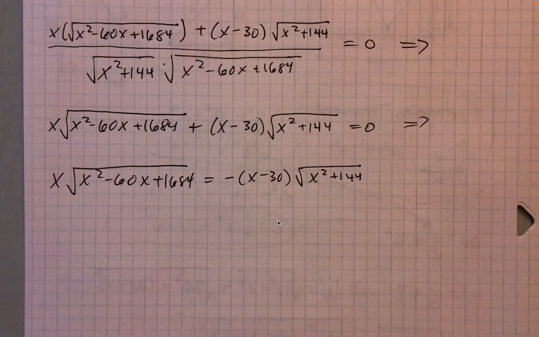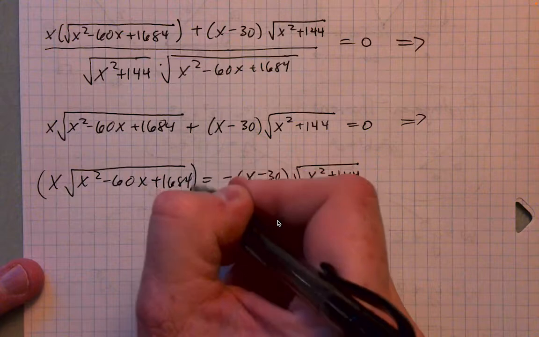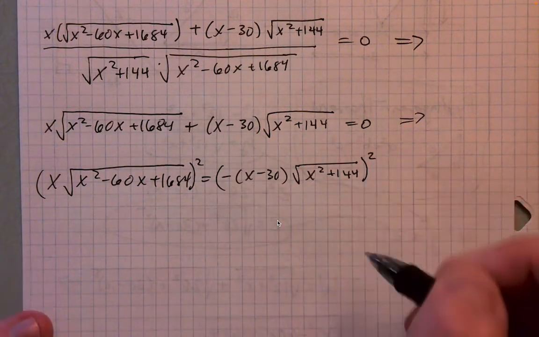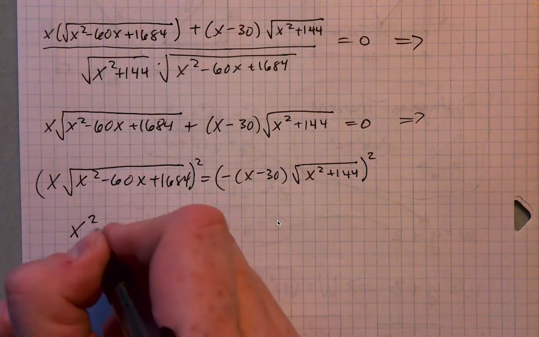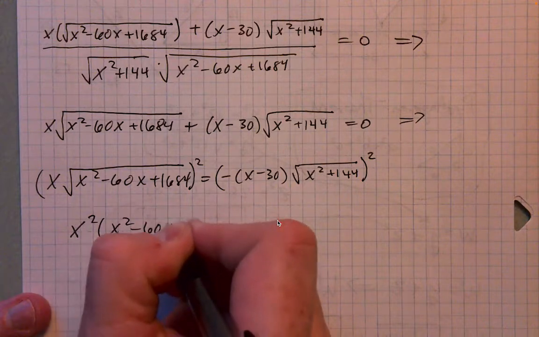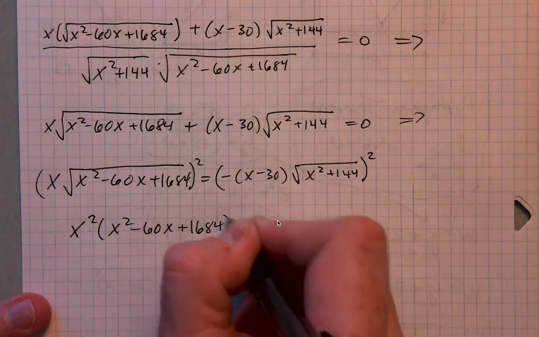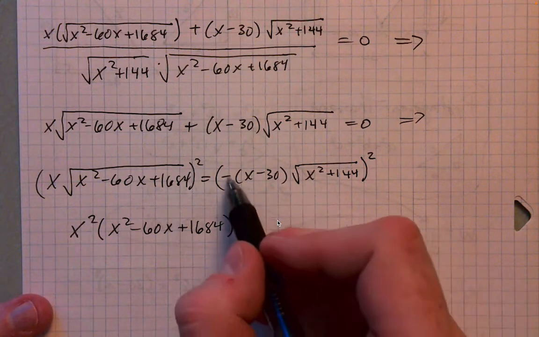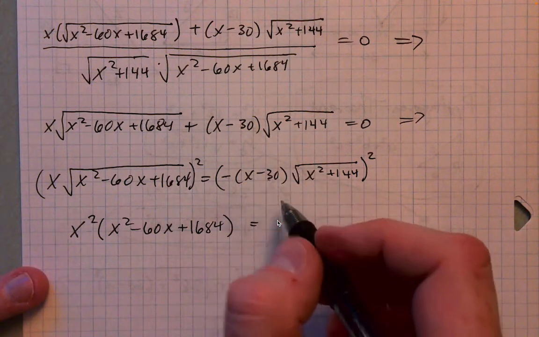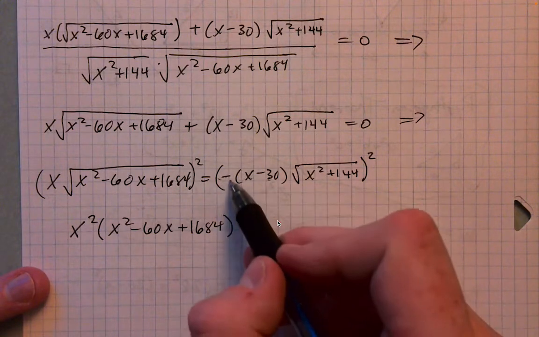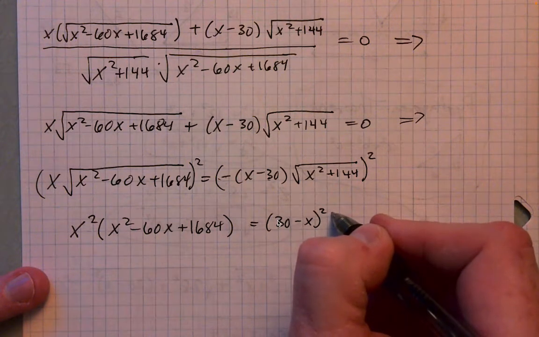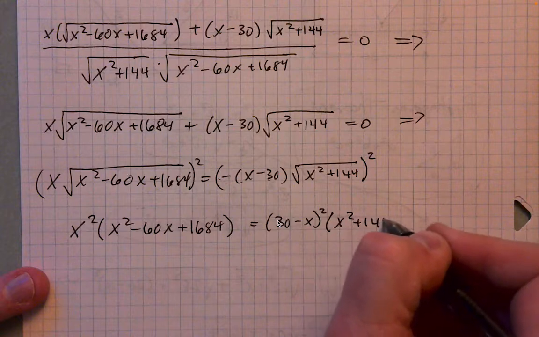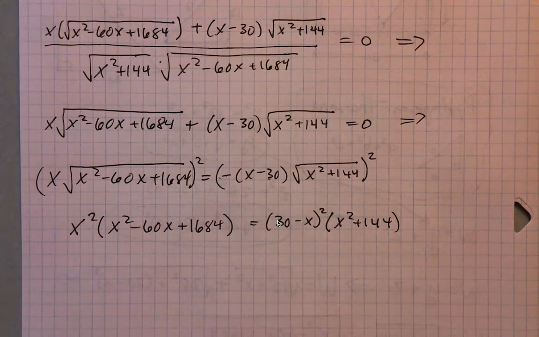Okay, now the advantage of doing that is once you've done that, then it's really easy to just square both sides, like so, right? And then that'll dump the square roots. And so what you'll end up with then is x squared times x squared minus 60x plus 1684. And that'll be equal to, this becomes a positive, so let's move the negative through here. So it'll be 30 minus x squared, and then this guy here will just be x squared plus 144, because whenever you square a square root, of course, that's the whole point of doing it this way. So then you've got this.